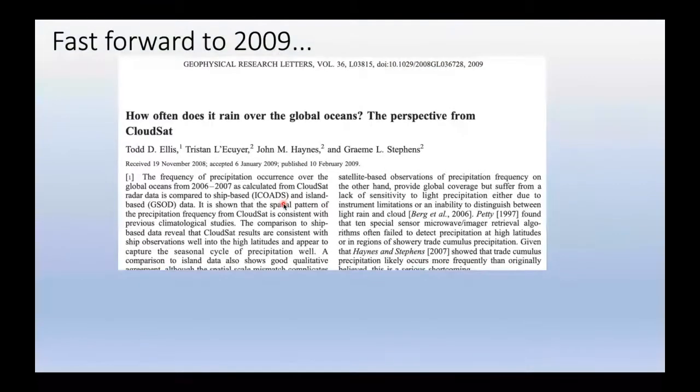The perspective from CloudSat. And the thing that CloudSat has going for it is that it has a much higher sensitivity to very, very light precipitation. So it's a much more robust indicator of the occurrence or lack of occurrence of precipitation.